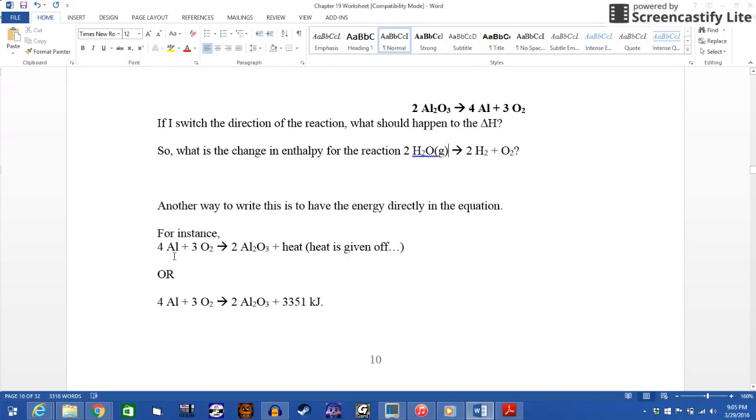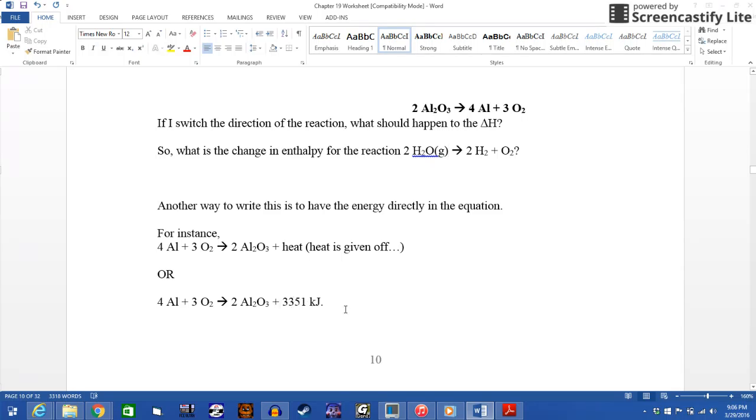Another way to write this, I'm just reading what I wrote, is to have the energy directly in the equation. See, you could write 4 aluminums and 3 oxygens goes to 2 aluminum oxides plus heat. Heat being a product means that heat is given off. Okay, so that's heat as a product. If it were absorbing heat, you'd put heat over here.